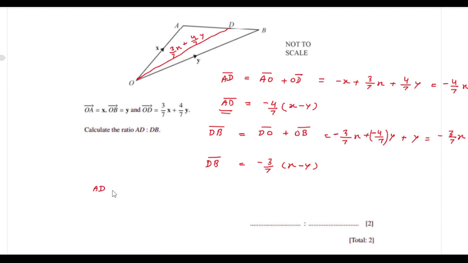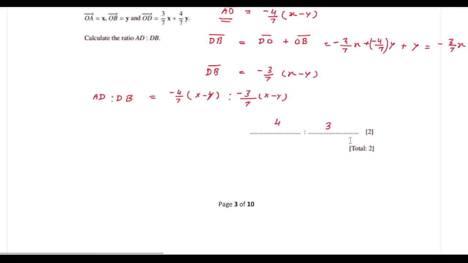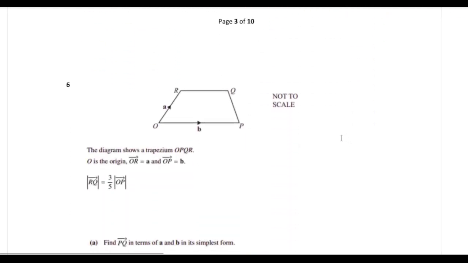Now what I have to do, I have to find out the ratio AD to DB. So AD to DB is equal to, now you can see, AD is minus 4 divided by 7 times x minus y, in ratio with minus 3 divided by 7 times x minus y. So this x minus y I can cancel, divided by 7 also I can cancel, and this minus sign also. So here the ratio will be 4 to 3. So AD to DB is 4 to 3. Okay, let us move to question number 6.